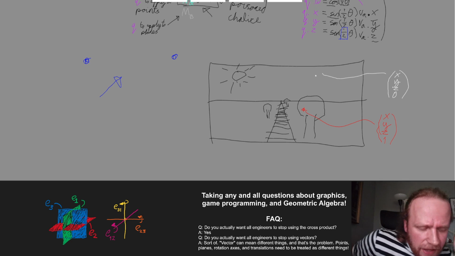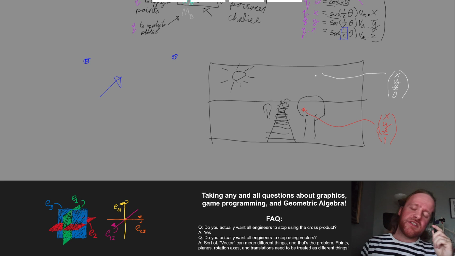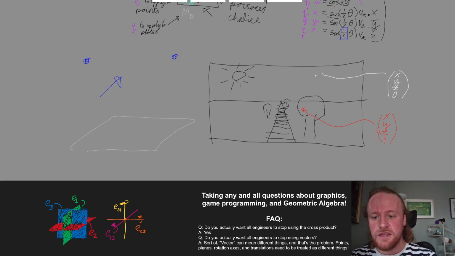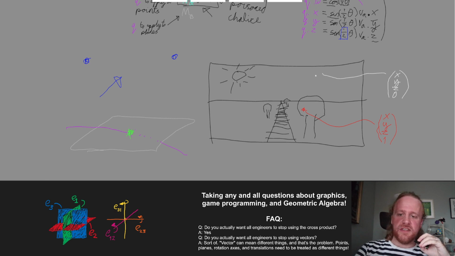So, this is as good a time as any to say one of my favorite things about GA. You can ask the question, suppose I've got a plane. I haven't drawn any planes here. So, suppose you've got a plane like this, and suppose you've got a line like this. And you might ask the question, what's the point where these two meet? Points, let's have them in green. All right. It's a point. That's where the purple line meets the grey plane.